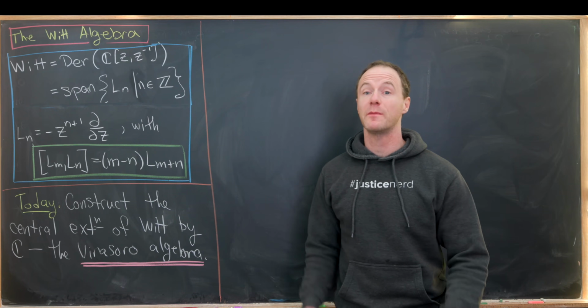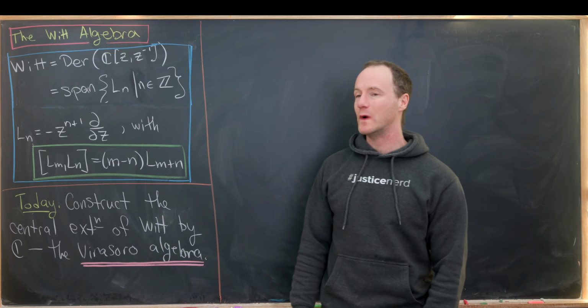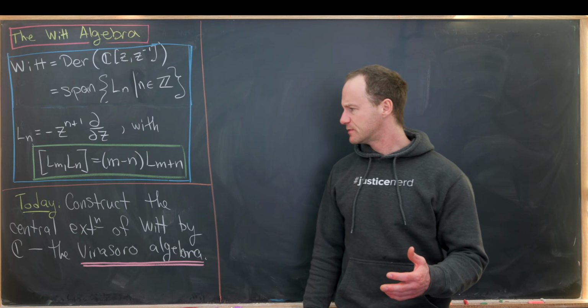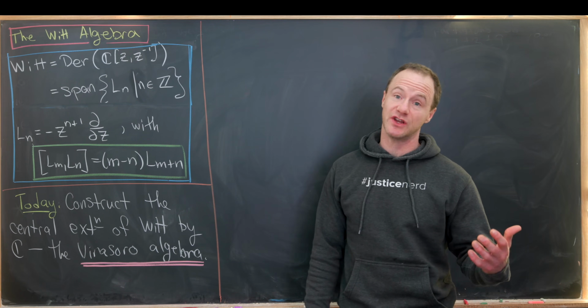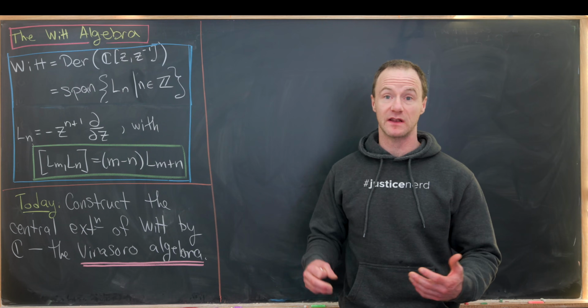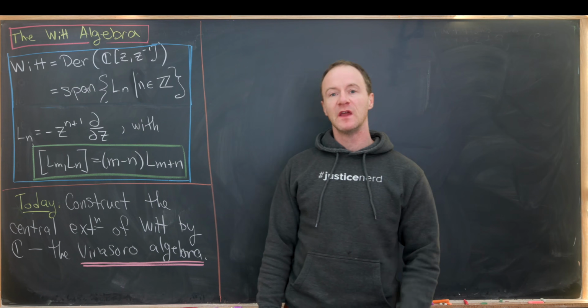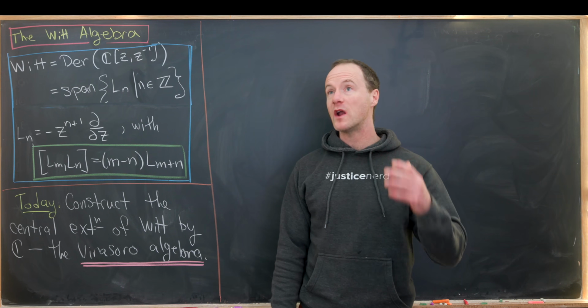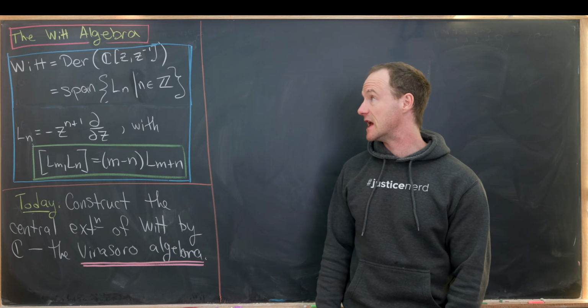Today I'm going to follow up my favorite video that I've ever made, and that video was about the Witt algebra. And in particular, we're going to construct the central extension of the Witt algebra by a one-dimensional abelian Lie algebra, and that is called the Virasoro algebra. The Virasoro algebra is maybe one of the most important algebras in mathematical physics today.